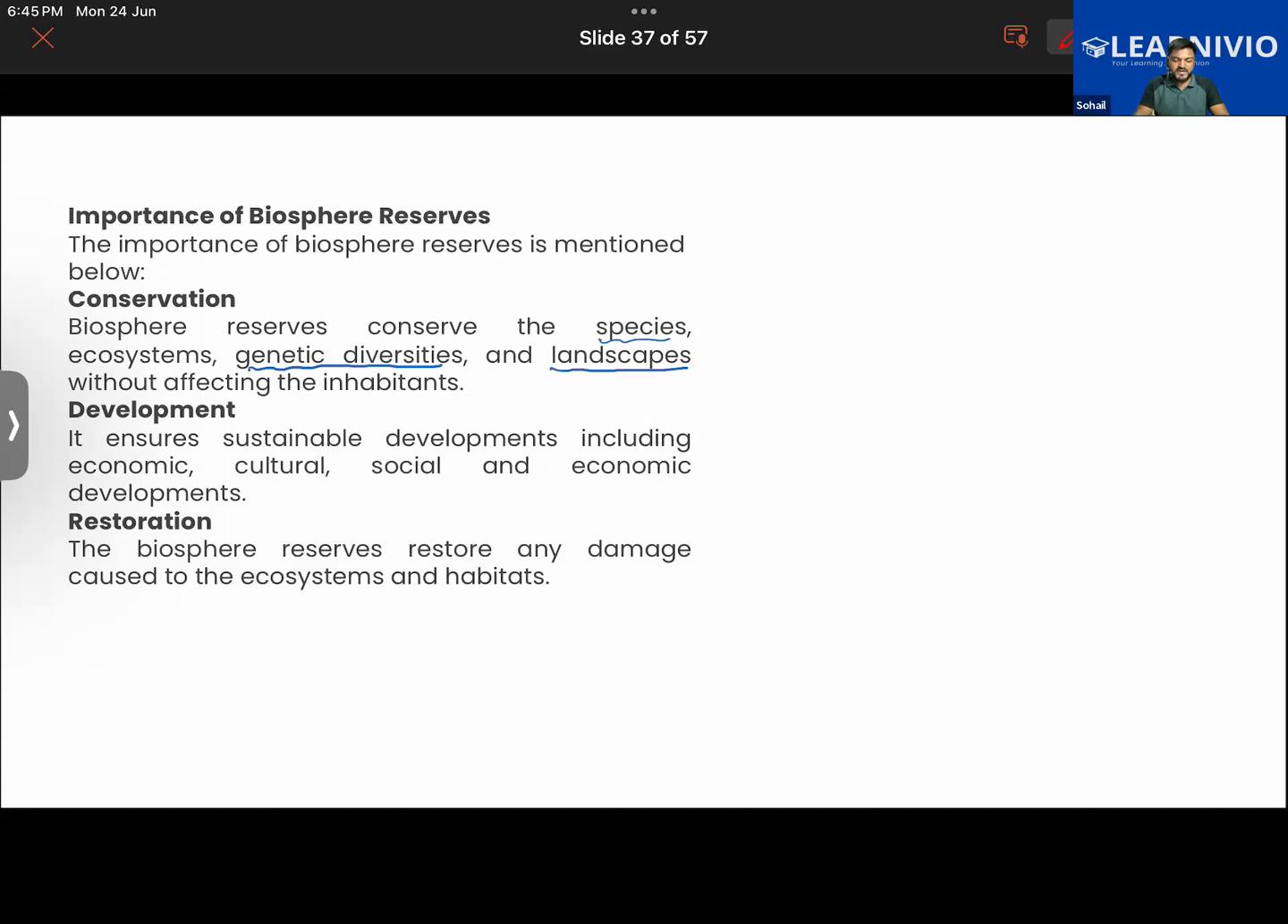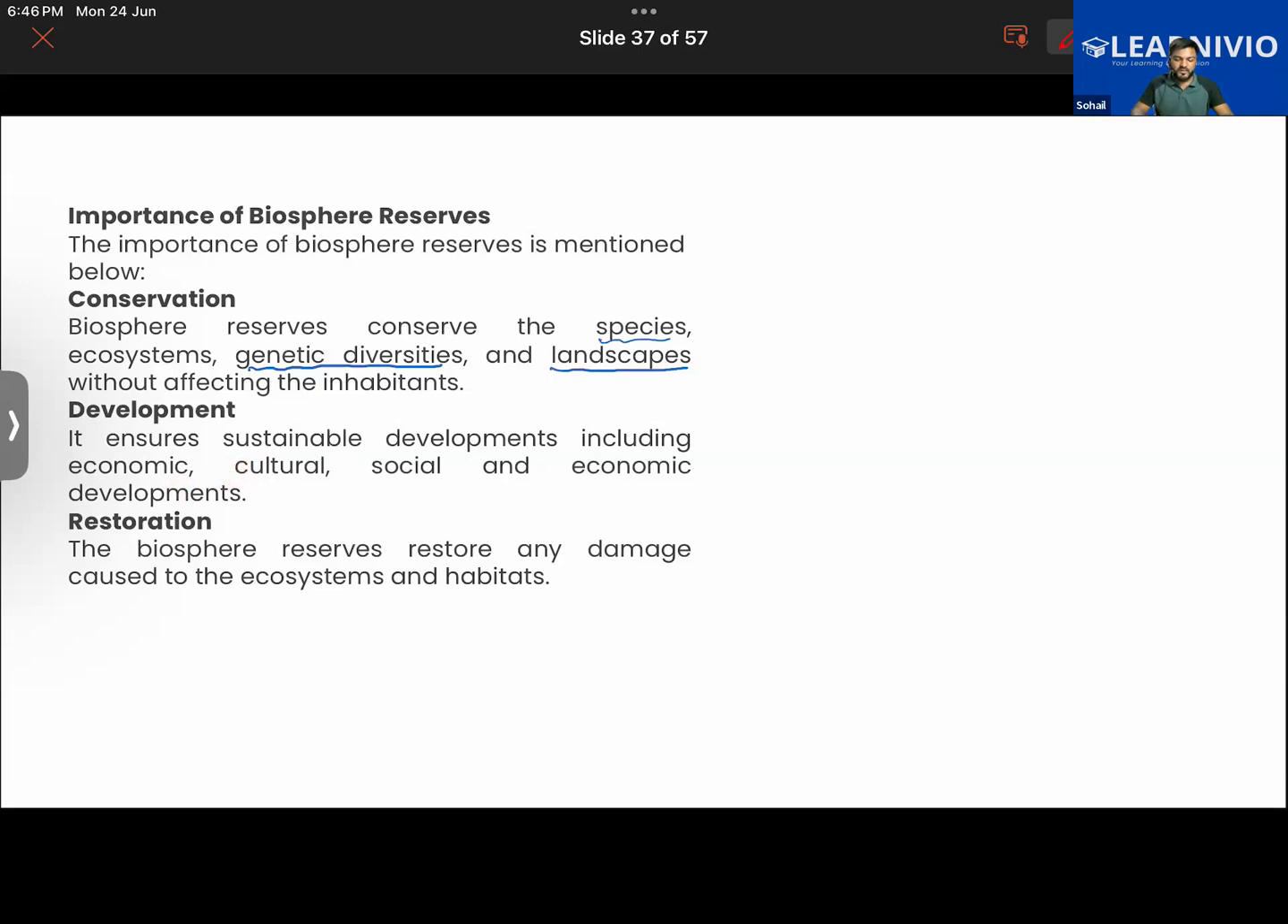Furthermore, it helps in development as well. It ensures sustainable development, which includes social, cultural, and economic development. Getting it? How does it do so? Consider the people that are living over here. A biosphere reserve is not only meant for protection of plants, animals and the landscape, but also meant to conserve the traditional lifestyle of the people living there. So their economic activities are also being developed.